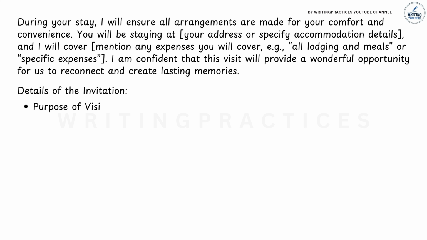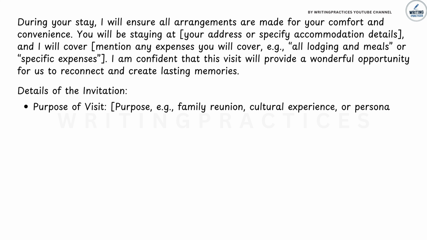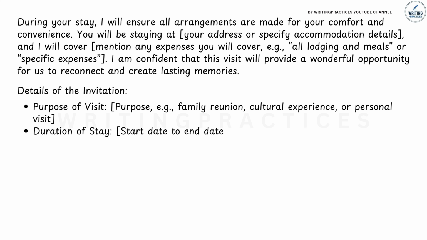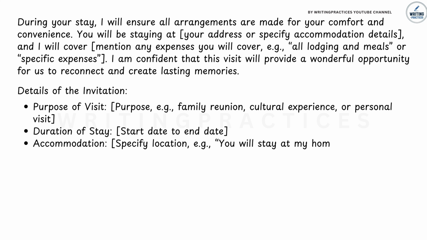Details of the invitation. Here, you break down the specifics of the visit into 3 key elements. The purpose of the visit, such as a family reunion. The duration, such as March 10th to March 20th, 2024. The accommodation, like you will stay at my home at address. This structured information makes it easy for the recipient and visa officials to understand the visit's intent and logistics at a glance.